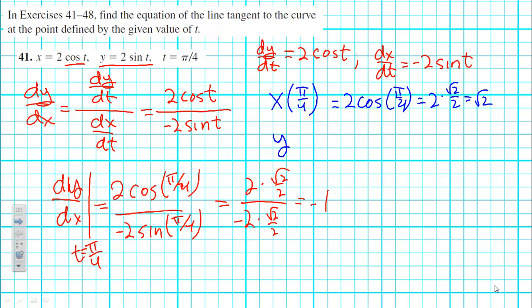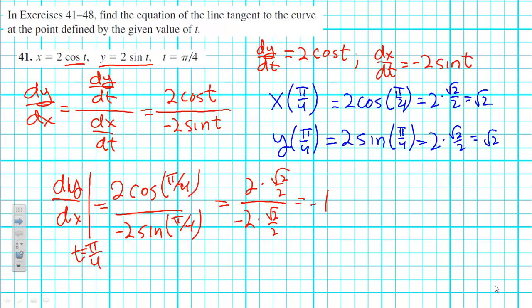We also need to find out what is the value of y at pi over 4. Sine of pi over 4, 2 times root 2 over 2 again. That looks like root 2. So my point is root 2 comma root 2. My slope is negative 1.